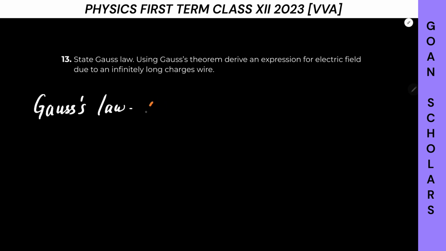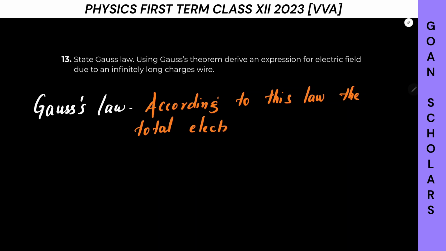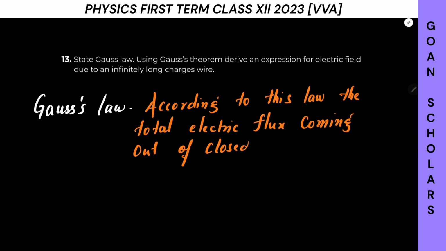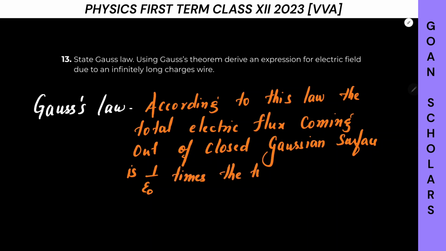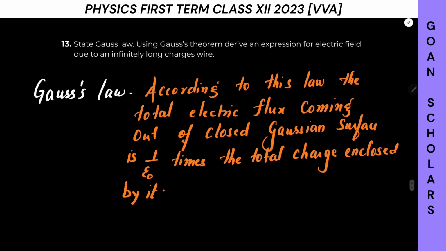Okay. Now what is Gauss's law? According to this law, the total electric flux coming out of a closed Gaussian surface is 1 by epsilon naught times the total charge enclosed by it. This is our Gauss's law.